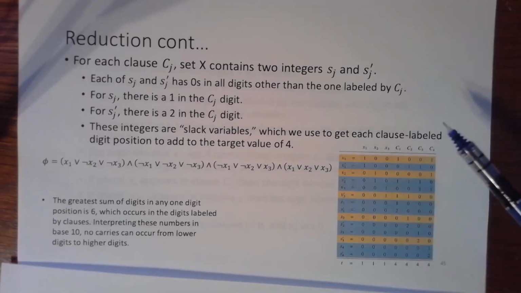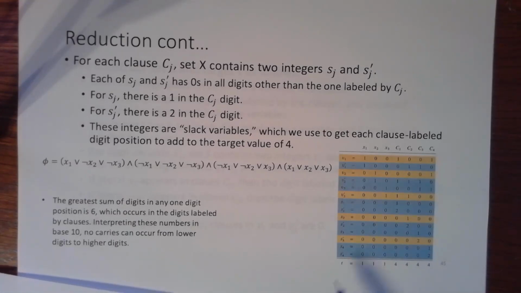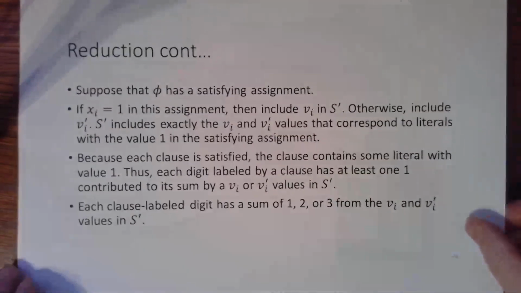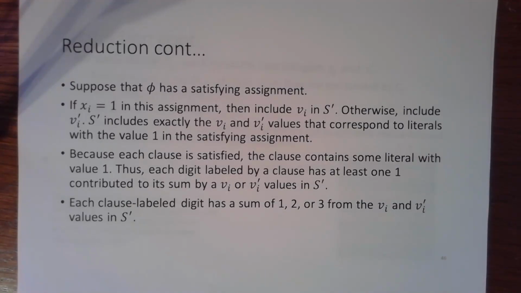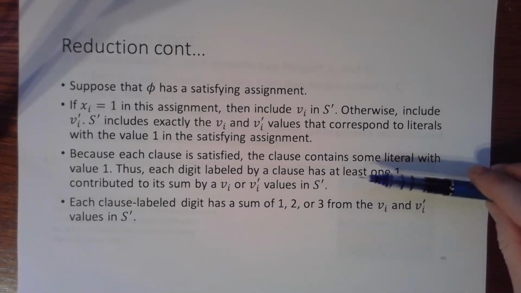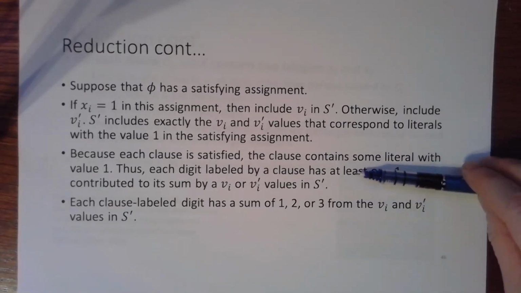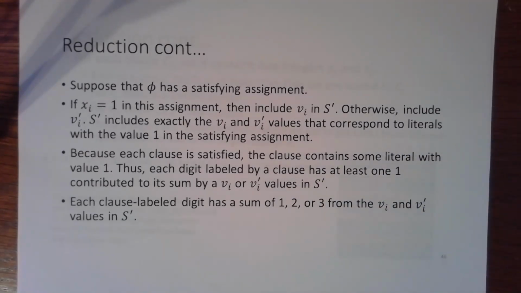Because there's no overlap between that place and anything else, it's only going to contribute to that particular clause. It's not going to add to the sum in any of the other clauses. So that is how I will choose the values that are going to go into the subset. Now that I've chosen those values, if I have a satisfiable statement, I'm guaranteed to be able to add up to my 1, 1, 1, 1, 4, 4, 4, 4, 4.